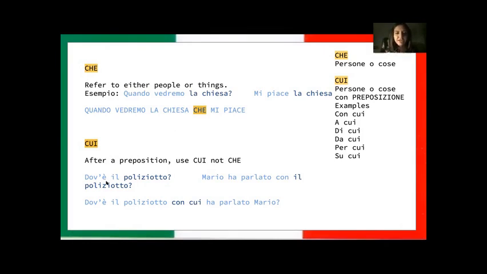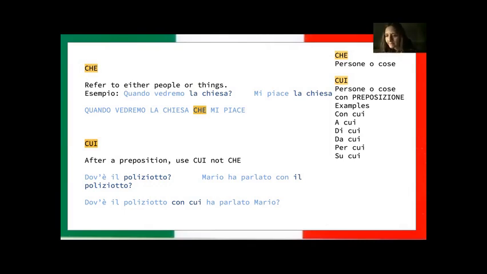Okay, very good, Jay. So we're using cui. When are we using cui? We are going to be using cui after a preposition. Does anybody know what is a preposition? Can you make me some examples of prepositions if you write it down in the chat down below?